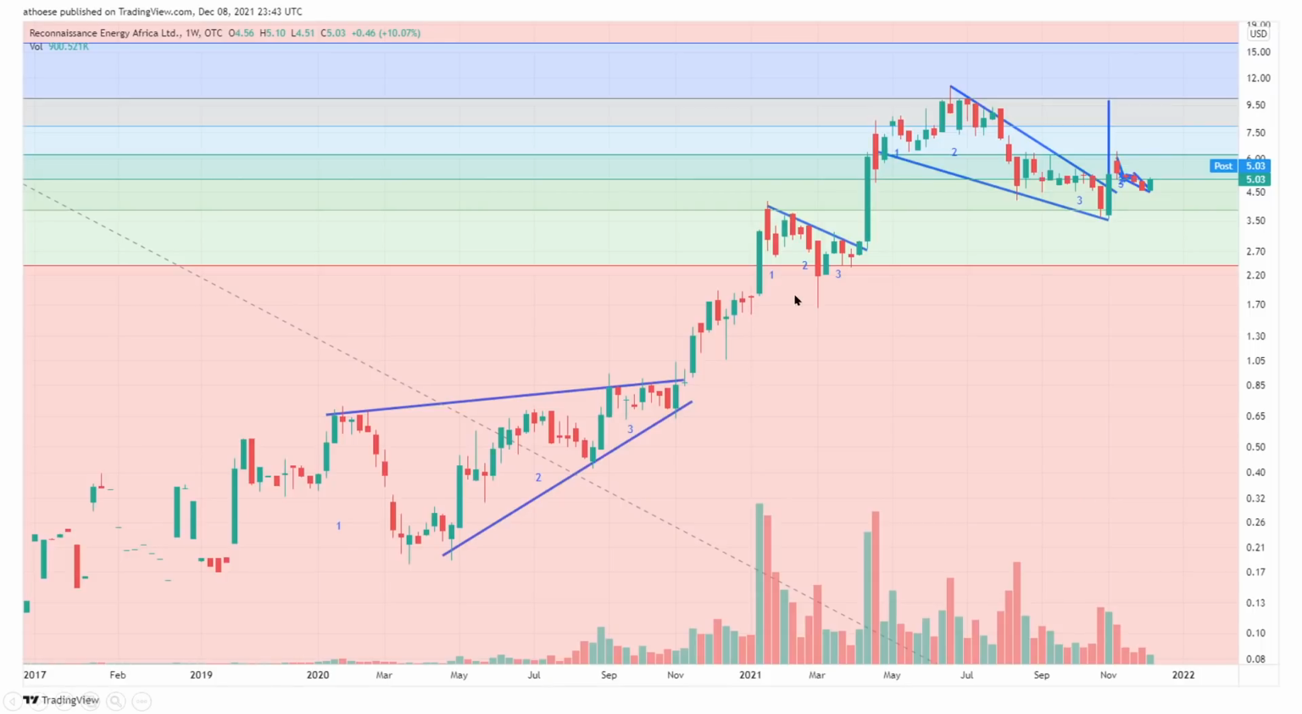Here's Reconnaissance Energy Africa. This is going into some of the companies. This is an exploration company, probably one of the last big onshore finds of oil. This thing's been rocketing higher. We've got a nice, good, bullish engulfing pattern right here at the end. I own this thing. It is an exploration company. It does carry far more risk.